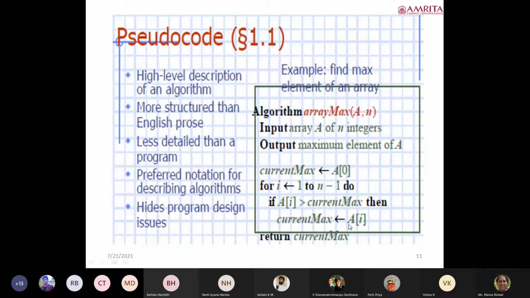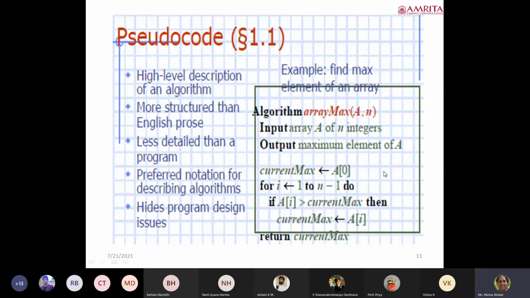So what exactly is an algorithm? What do we mean by pseudocode? It's a high level description of an algorithm. Pseudocode is writing your algorithm not exactly following a particular programming language, but it is more structured than English. And it is less detailed than a program. You are not saying that the type is int, all those things you are not telling.